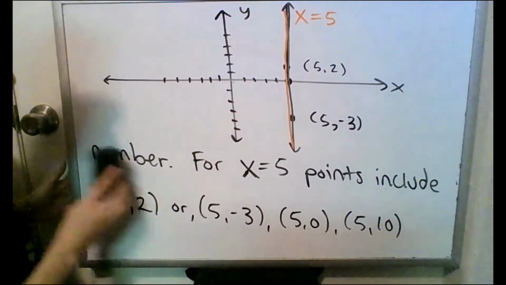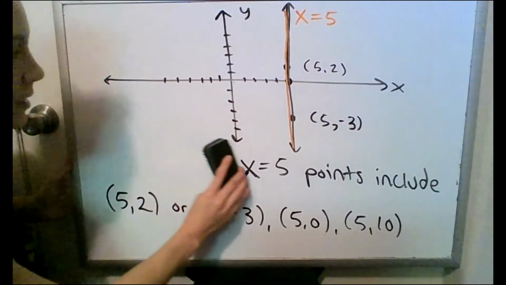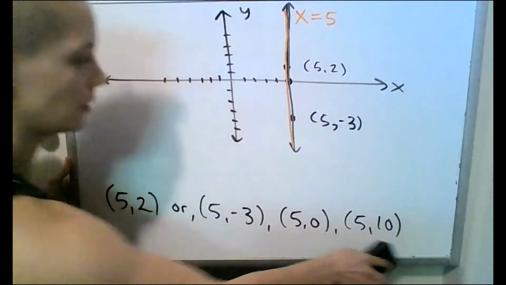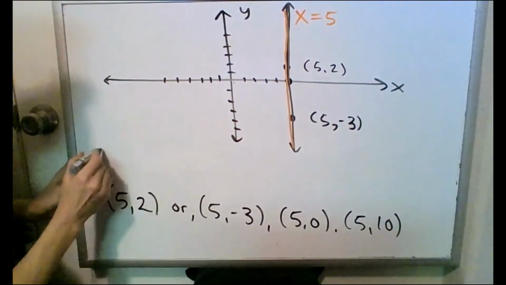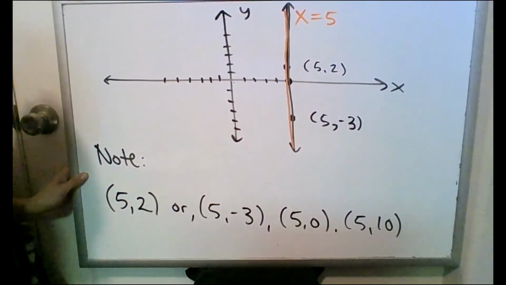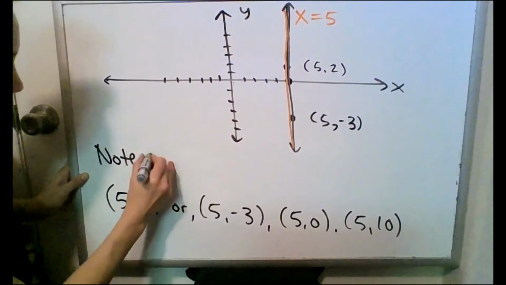Last thing to talk about with these kinds of lines is the slope. Let's just put it as a note. Vertical lines have an undefined slope.